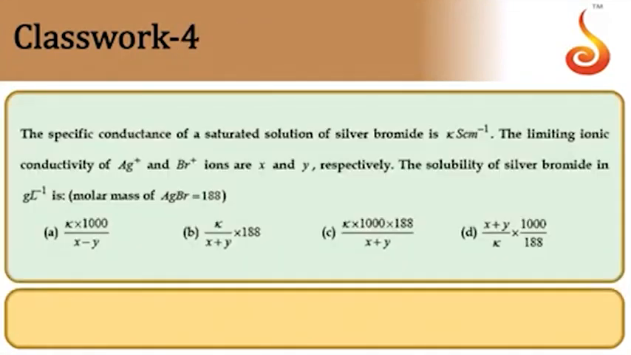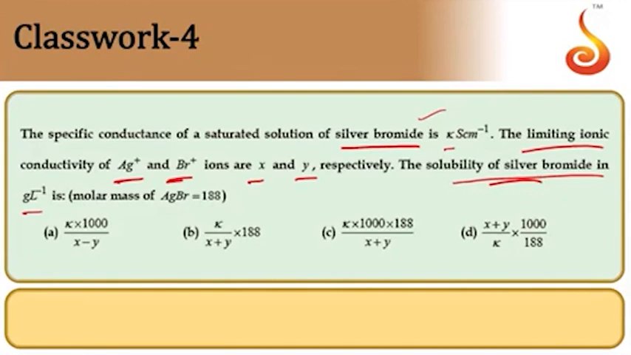Then next one. Specific conductance of saturated solution of AgBr, silver bromide, is kappa Siemens per centimeter. The limiting molar conductivities of Ag plus and Br minus are X and Y respectively. The solubility of AgBr in grams per liter is what they are asking. They gave us limiting molar conductances of Ag plus and Br minus.